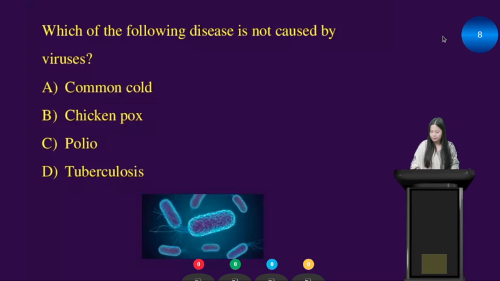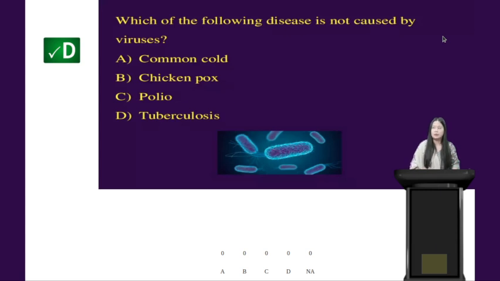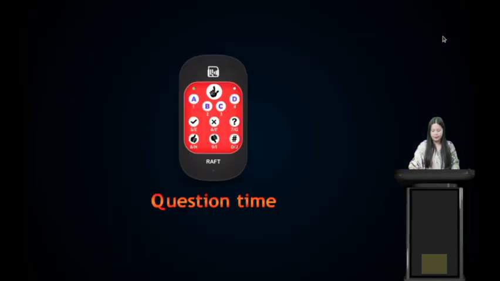Yes, students. Which of the following options is the correct answer? Alright, students, your time is up, and yes, very good. The correct answer is option D, that is tuberculosis. Common cold is caused by virus. Chickenpox is also caused by virus. Polio is also caused by virus. But tuberculosis is not caused by virus. So the correct answer for this question is option D.